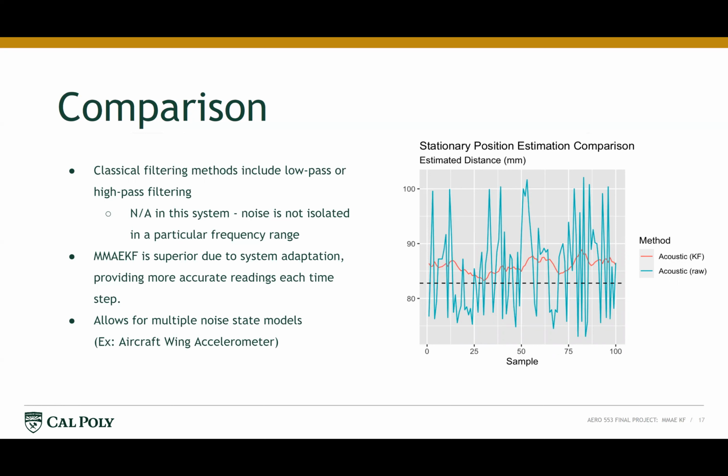And that's why I wanted to redisplay this graph here, where it shows how well the Kalman filter performs compared to raw data in the case of the acoustic. And you can see really how valuable this would be. Now, MMAE Kalman filters are superior due to system adaptation and being able to predict a more accurate reading with each time step. So it's basically learning and becoming a more accurate estimator as time goes on. And this allows for, like I mentioned on the last slide, multiple different noise states. That's the whole point of the MMAE, where you can use all the different noise state models and still get an accurate estimation at the end.